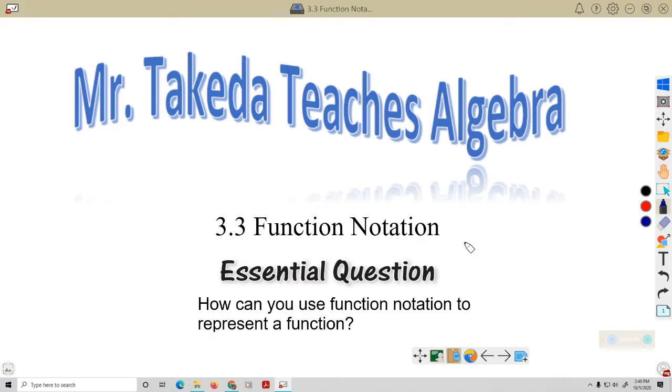This is lesson 3.3 on function notation, in which we ask the essential question, how can you use function notation to represent a function? Okay, so something very little different here. This is interesting. Let's get going here.